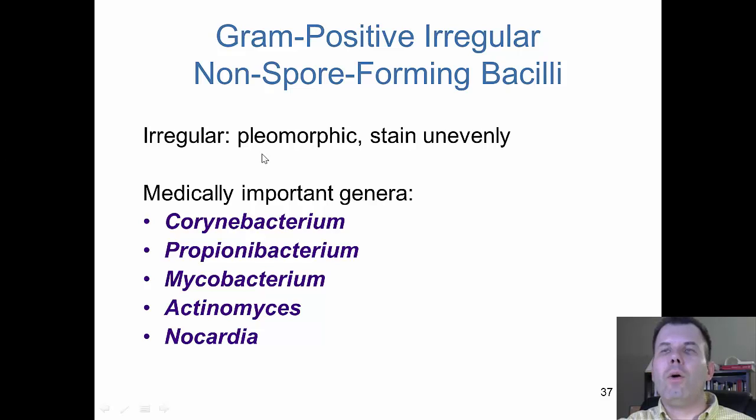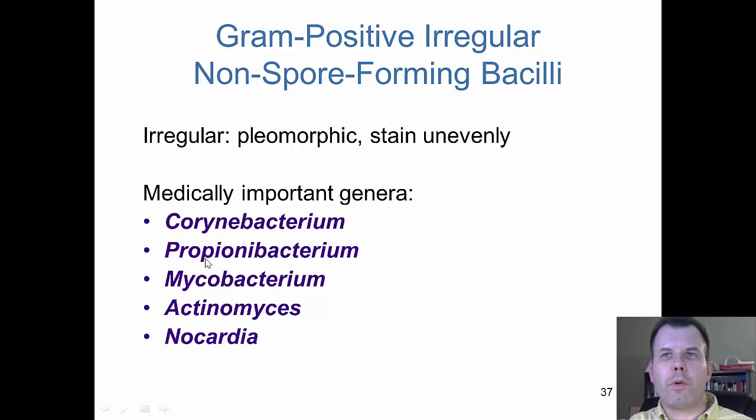All right, so now the last part that we're going to talk about are some of these non-spore forming and irregularly shaped bacilli and also irregular staining. So the two main ones we're going to talk about here are the Corynebacteria and then the Mycobacterium. The Corynebacterium is the one that causes diphtheria, and the Mycobacterium is the one that leads to tuberculosis.